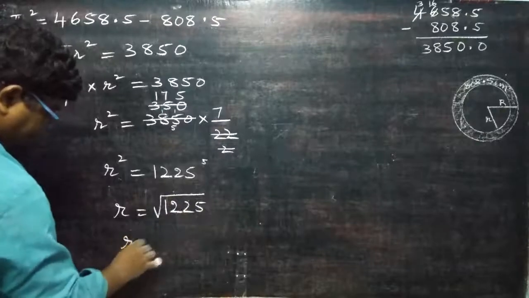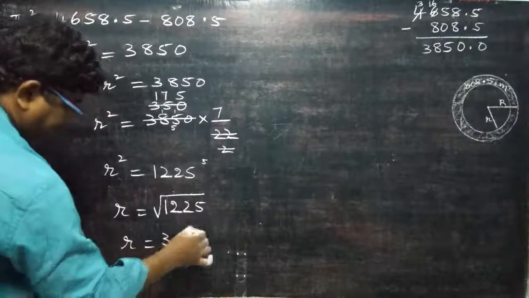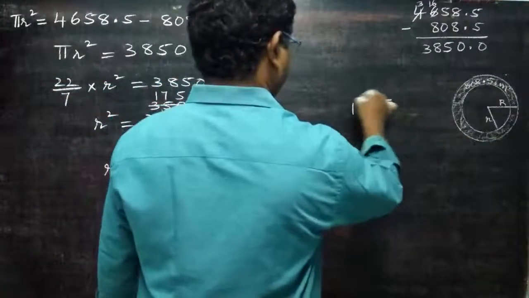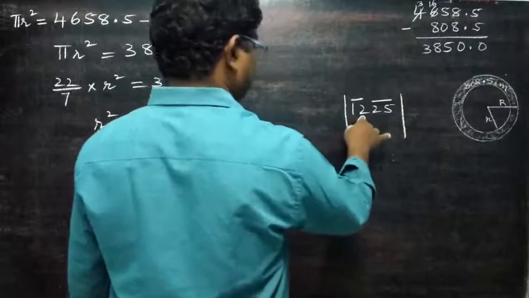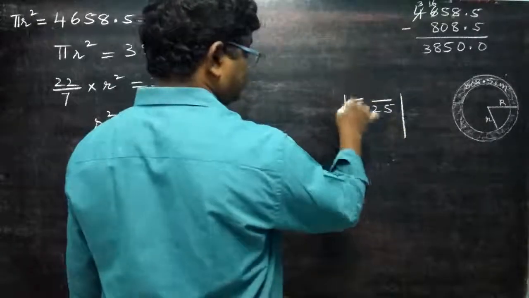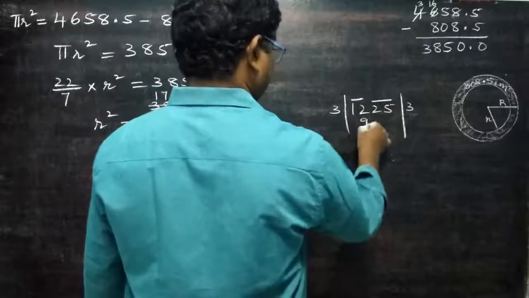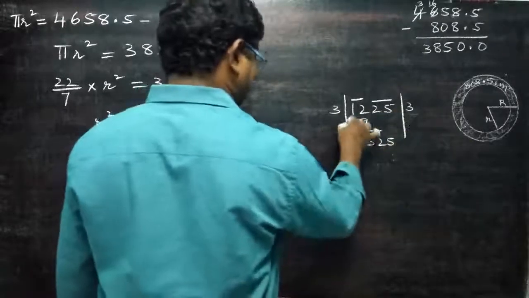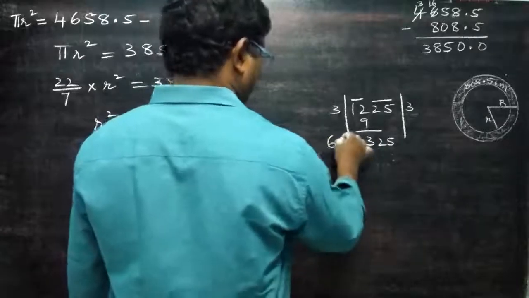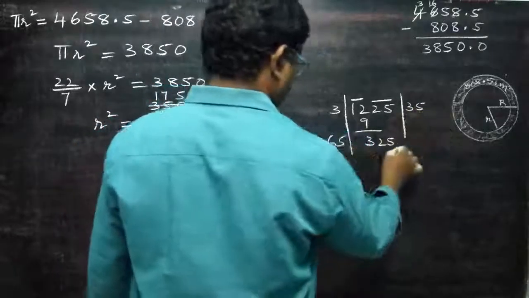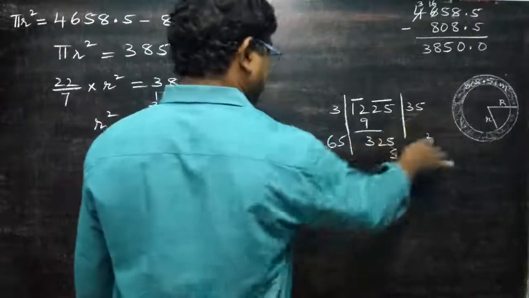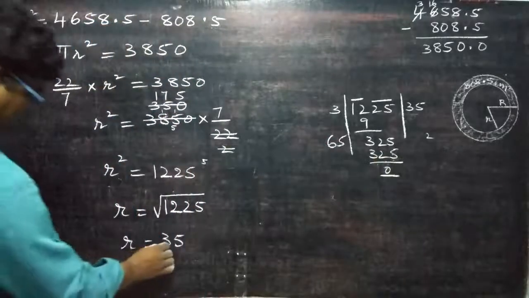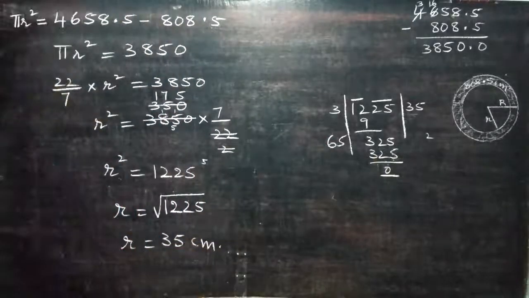1225. R is equal to 35. We will take the prime division method. Nearest square is 3 3s 9. 4 4s 16. So 3 3s 9. 3 remaining. Next bar 25. 3 plus 3 is here 6. Double it. 6. 5 times. 5 5s 25. 2 remaining. 5 6s are 30 plus 2, 32. So 0. This is the way of division method. So 35 centimeters.